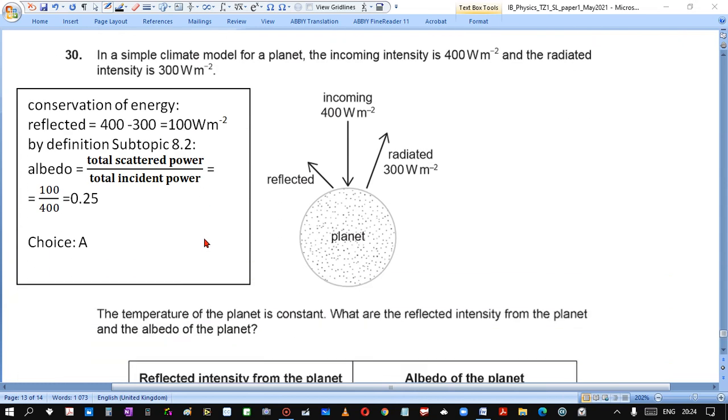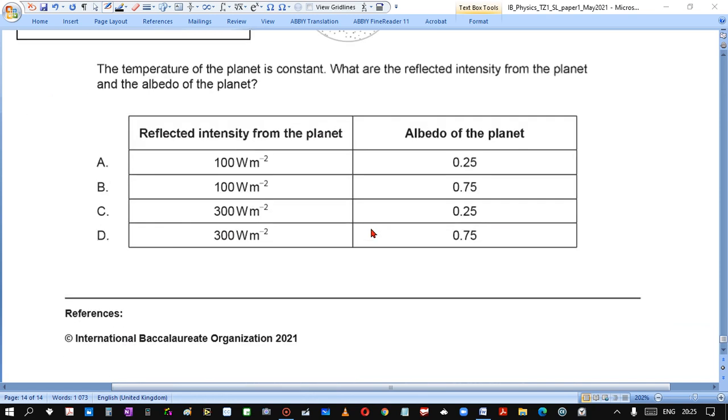And the last question is 30. In a simple climate model of a planet, the incoming intensity is 400 watt per meter squared and the radiated intensity is given. The temperature of the planet is constant. What's the reflected intensity of the planet and the albedo of the planet? So by conservation of energy reflected is 100. By definition of albedo from subtopic 8.2, albedo is 0.25. Choice A. Here we finish the paper.